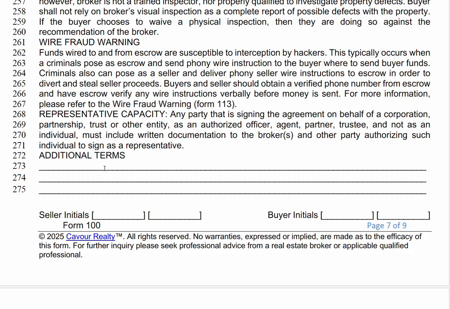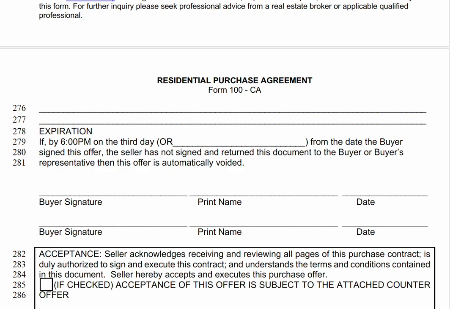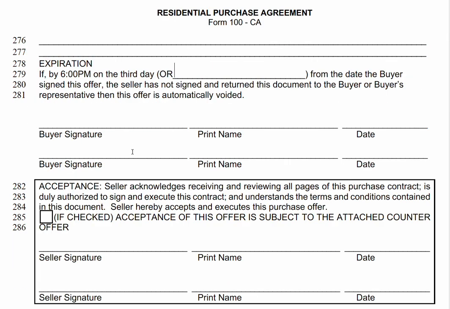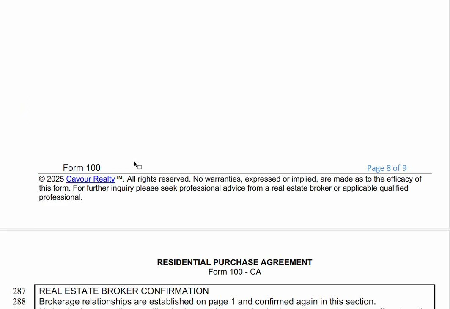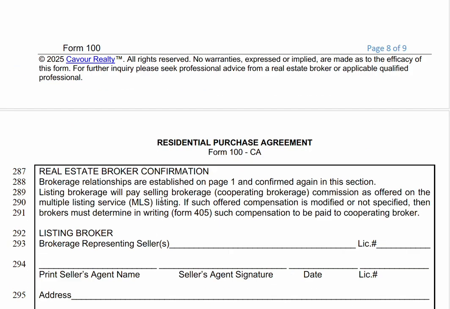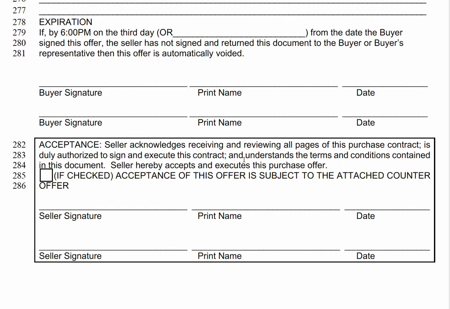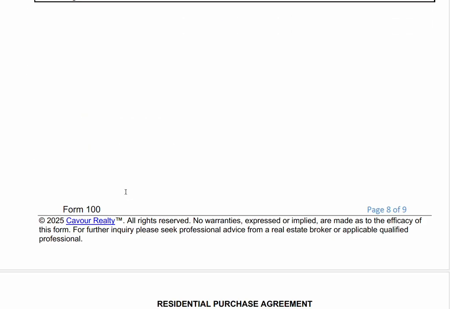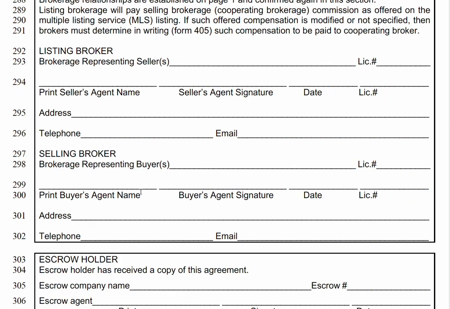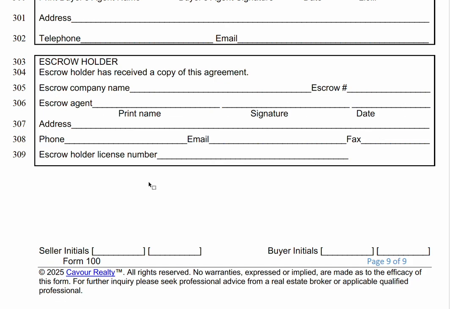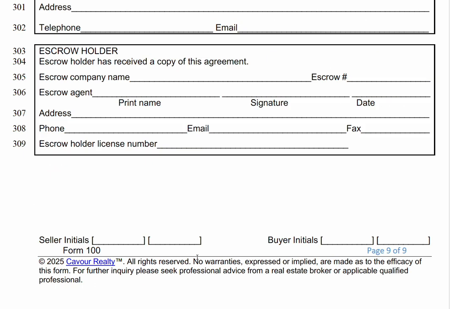Additional terms. Anything else that wasn't mentioned that you want to add, put it in here. Okay, expiration. This expires 6 p.m. on the third day by default, or shorten or lengthen the expiration here. Buyer signs. This offer is actually, no, it's not ready to go because you as the agent, you have to sign down here. But let's go back. Buyer signs and their part's done. If the seller accepts, they sign and they check this box if they counter, okay? And this is where the agents are going to sign, and then finally the escrow holder, and then both parties initial at the bottom. And that's it.